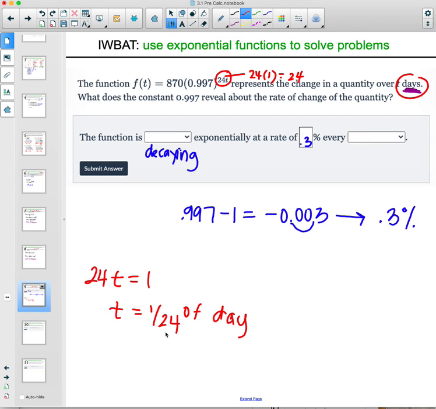There are 24 hours in a day, so there's going to be an option in here that says every hour. You need this exponent to be a 1 for that rate to be happening. This one says 24t, so 1/24 would make that 1. 1/24 of a day is 1 hour.